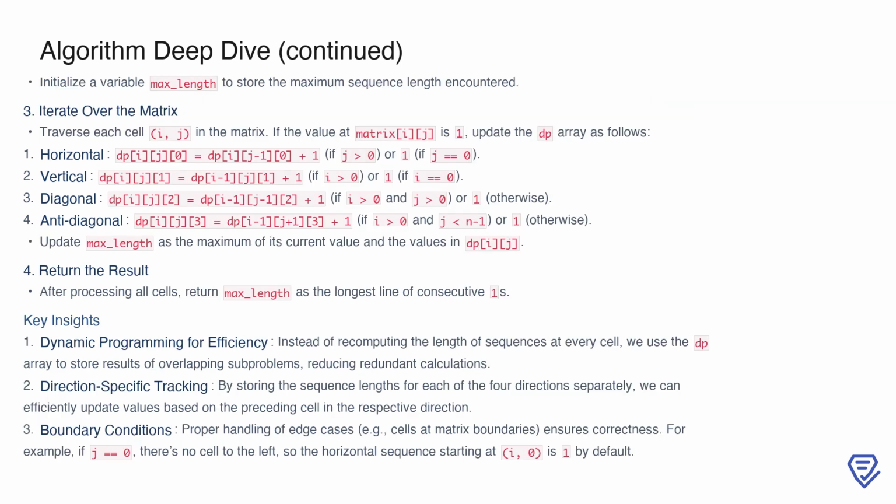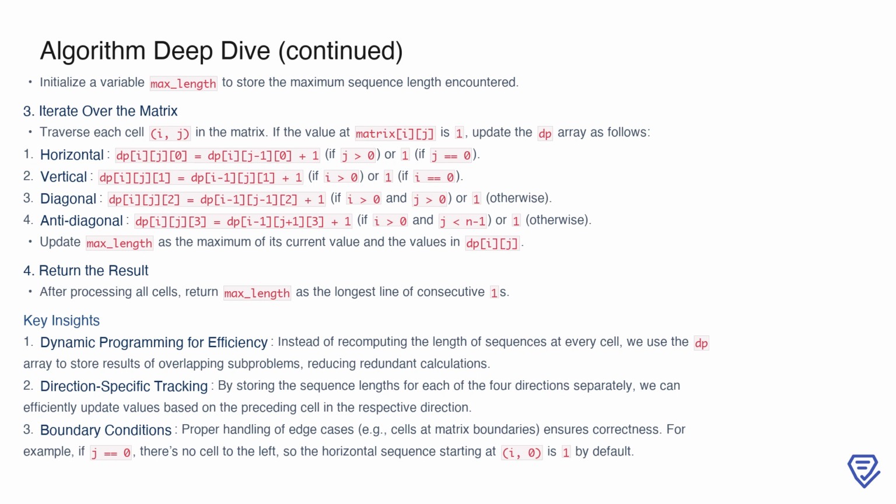To find the longest sequence, we also initialize a scalar variable, max_length, to keep track of the maximum length encountered so far. Now, as we iterate through each cell (i, j) in the matrix, we check if the current cell contains a 1. If it does, we update the DP array for each of the four directions. For the horizontal direction, the value at DP[i][j][0] is updated based on the value of DP[i][j-1][0] from the previous column, or it is set to 1 if this is the first column.